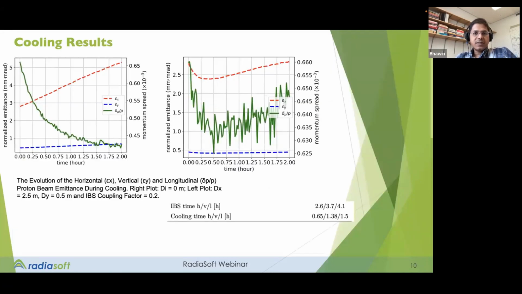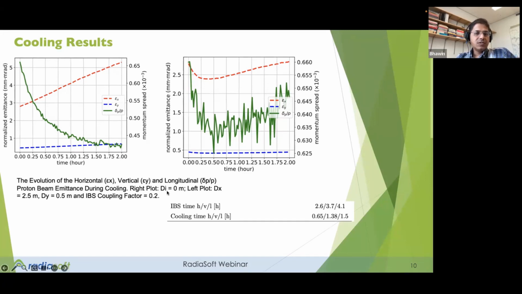And here are the results of the cooling simulation. In the first plot, you can see the longitudinal emittance, which is delta P over P, is decreasing, but the horizontal emittance, epsilon X, and the vertical emittance, epsilon Y, are increasing. So this is in the absence of dispersion. Cooling is a dynamic process. You cannot get equal cooling in all three directions.